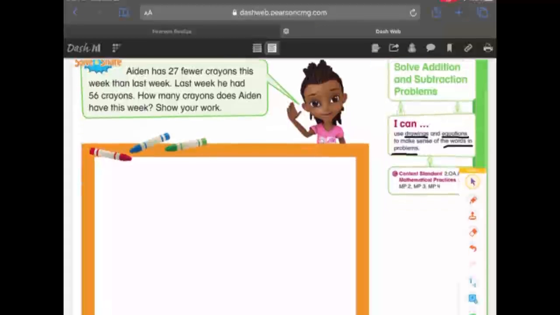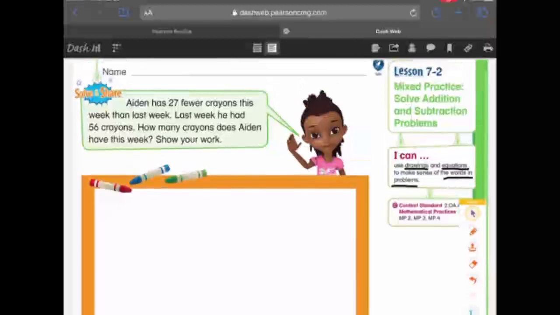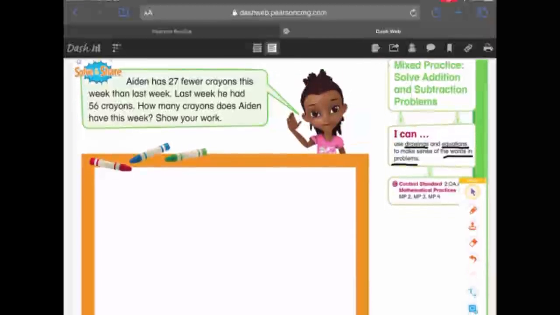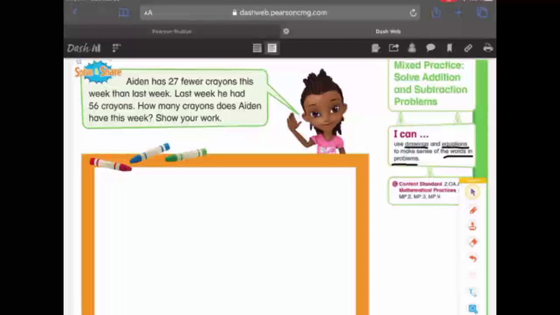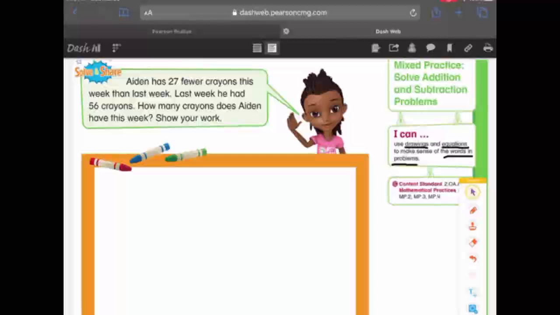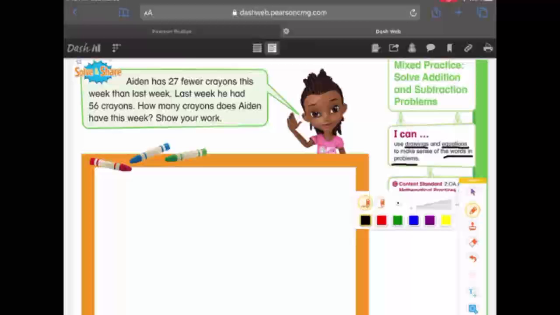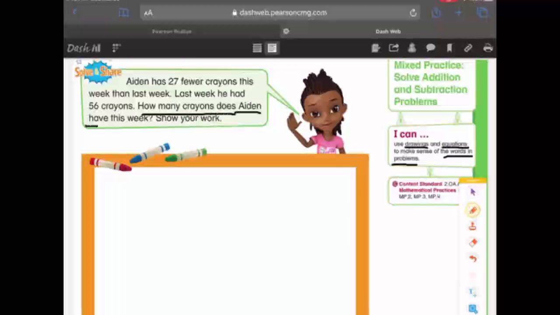Aiden, let's look at solve and share. Aiden has 27 fewer crayons this week than last week. Last week, he had 56 crayons. How many crayons does Aiden have this week? So what are we being asked to do here? We're being asked, how many crayons does he have now? How many crayons does he have this week?